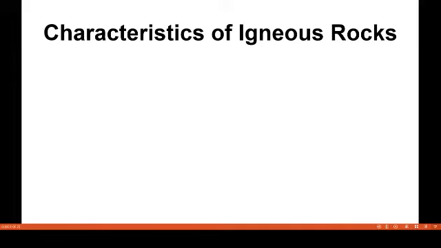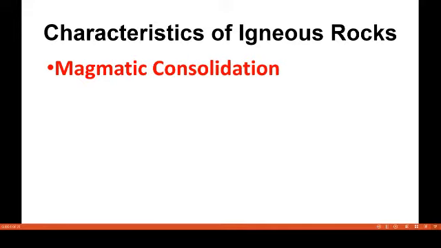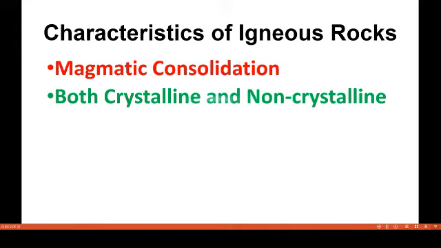Igneous rocks have their own characteristic features. The first important characteristic feature of igneous rock is the magmatic consolidation. As said earlier, igneous rocks are born due to solidification of lava. Therefore, in every igneous rock, we find magmatic consolidation. Igneous rocks are both crystalline and non-crystalline. This is the second important characteristic feature of igneous rocks.